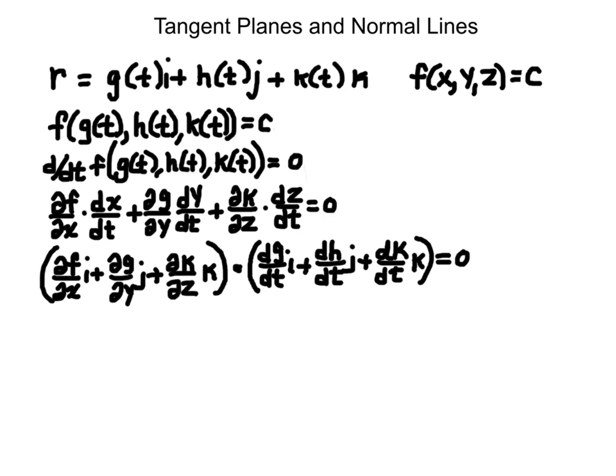Here we can see that the left-hand side is the dot product of the gradient vector of f and the velocity vector, dr/dt. At every point along this curve, the gradient is orthogonal to the curve's velocity vector.